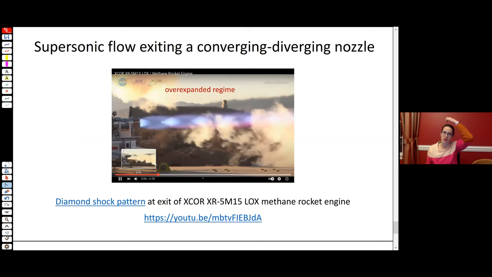All right, one more thing that I want to show you is this really cool diamond shock pattern that you can get when you have supersonic flow exiting a converging diverging nozzle. In this particular case here, we've got a methane rocket engine, and the flow is accelerated to supersonic. It's supersonic at the exit, and you have just the right flow conditions that you get this standing shock pattern, this diamond shock pattern, where the flow exits and gets compressed by the atmospheric air, but then it goes through a re-expansion shock wave, and then a recompression shock wave, and then re-expansion and re-compression. You get this nice diamond pattern here.